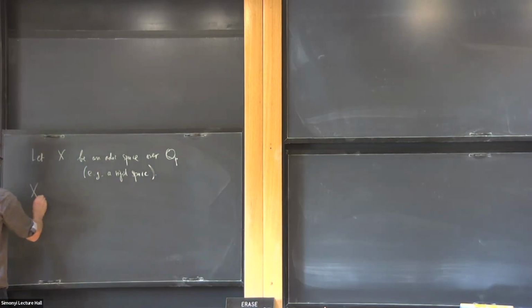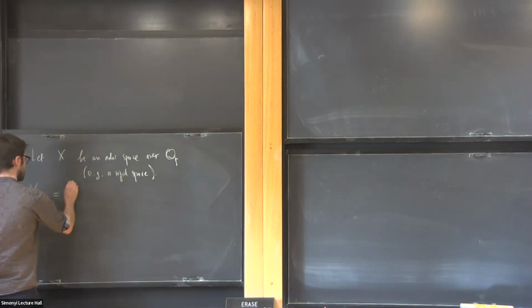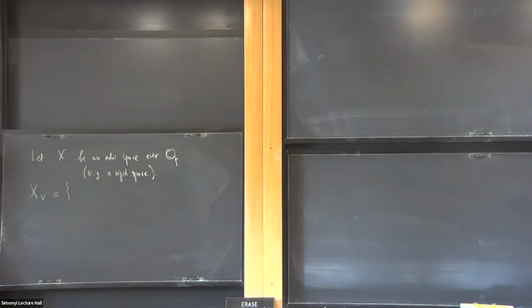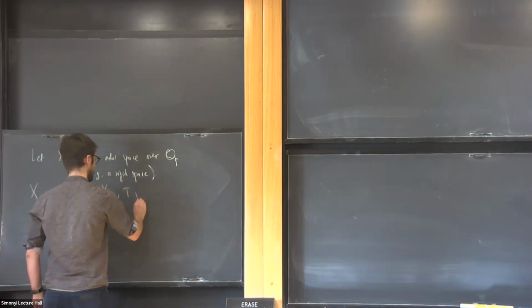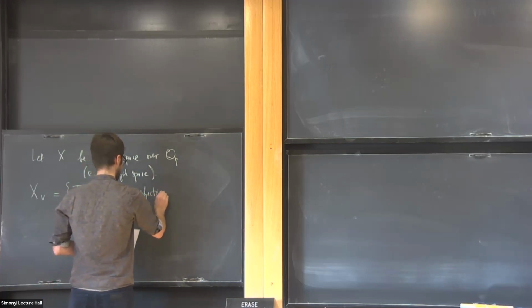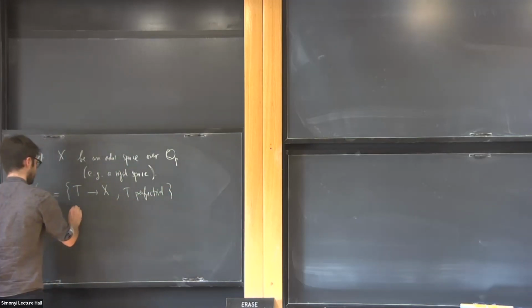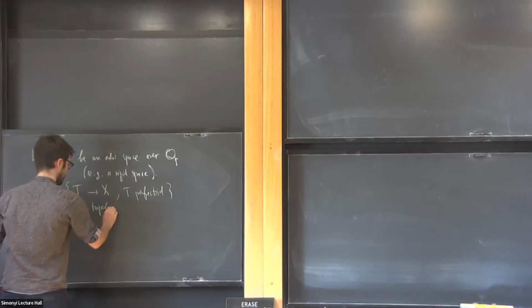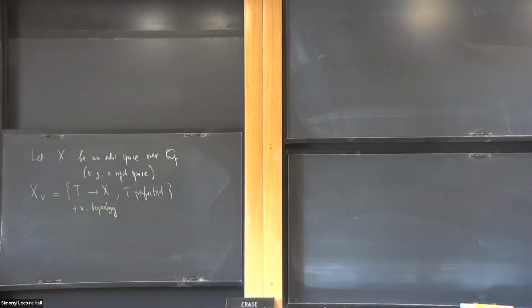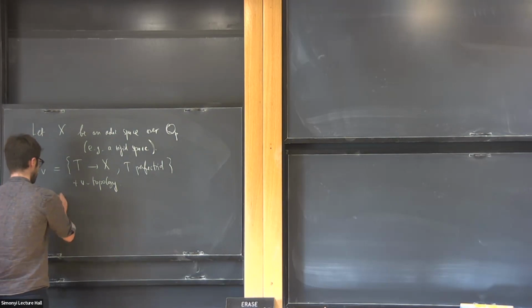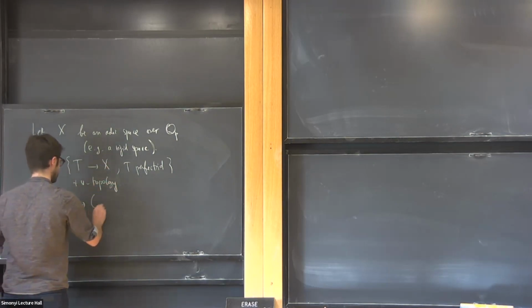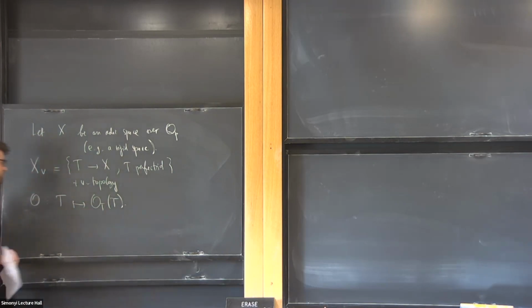We can consider the v-site of X, a certain category with a Grothendieck topology, let me recall. It's a category of perfectoid spaces over X, endowed with a v-topology, which is generated by surjective maps between affine perfectoid spaces. And this site comes with a structure sheaf, which I will just denote by O, which simply sends a perfectoid space T to the global sections of the structure sheaf.